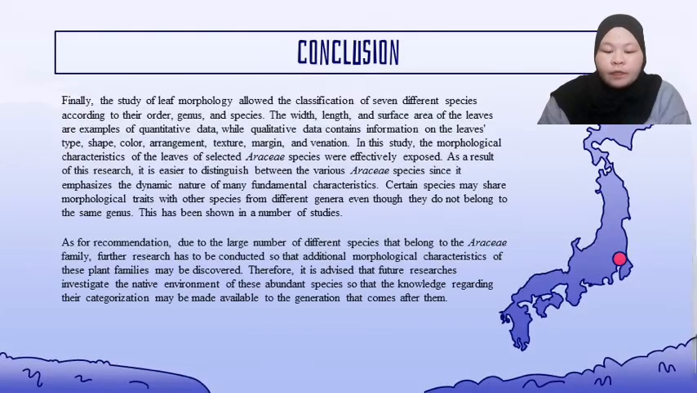Conclusions. The study of leaf morphology allowed the classification of 7 different species according to their orders, genus, and species. The width, the length, and the surface area of the leaf are examples of the quantitative data, while the qualitative data contain information of the leaf's type, shape, color, arrangement, texture, margin, and venation. In this study, the morphological characteristics of the leaf of selected Araceae species were effectively exposed. As a result of this research, it is easier to distinguish between the various Araceae species since it emphasizes the dynamic nature of many fundamental characteristics.